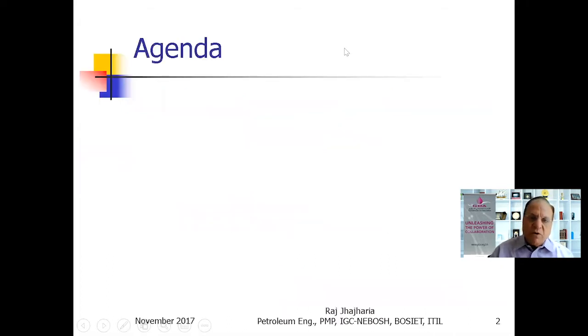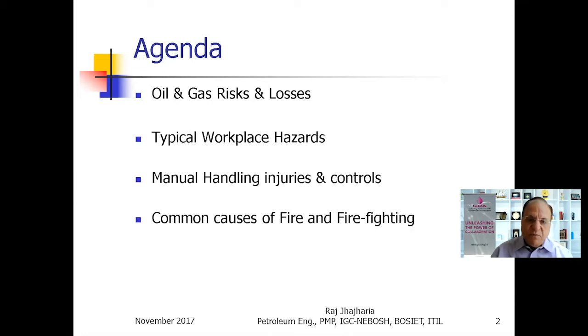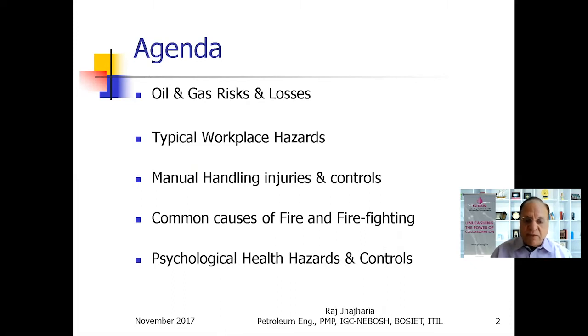In this topic, we will be talking about what are the risks and what are the types of losses in the oil and gas industry. Then we will look at the typical workplace hazards, especially manual handling injuries and controls, because they concern the human aspects. We will also look at common causes of fire and firefighting: what are the causes of fire and how to fight the fire. As you know, fire is the most prevalent risk, the severest risk in our industry. And lastly, we will look at the psychological health hazards and how to control them.